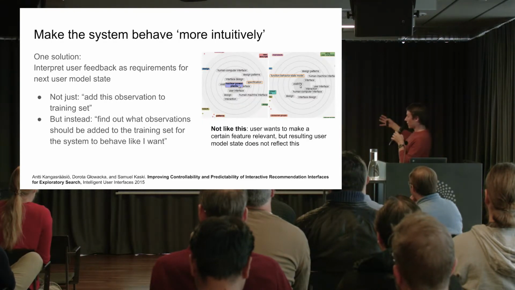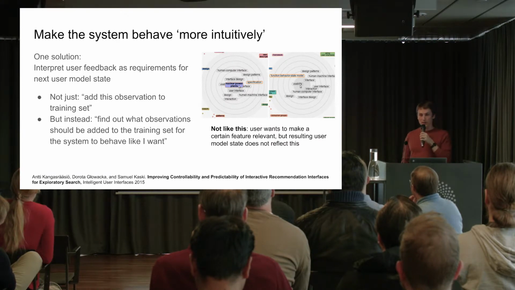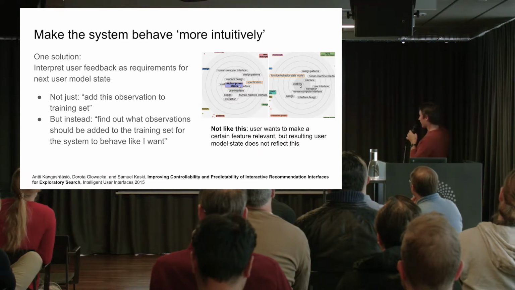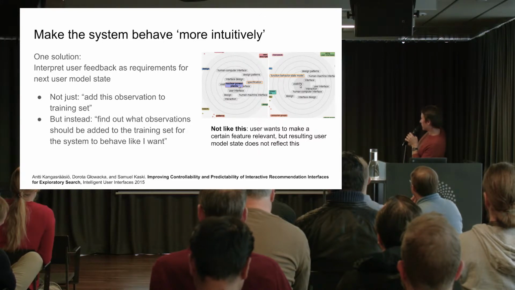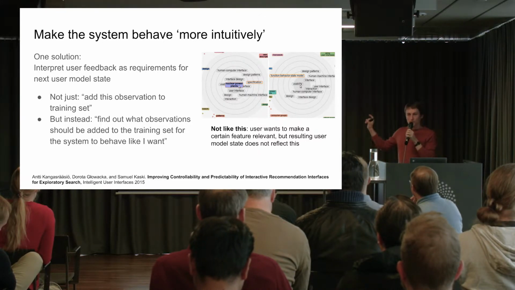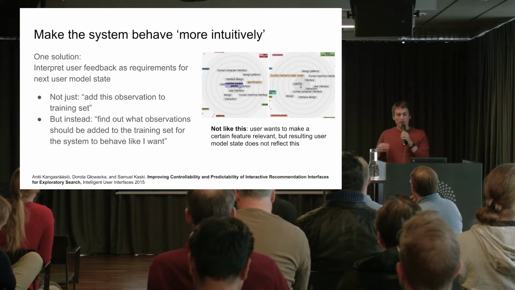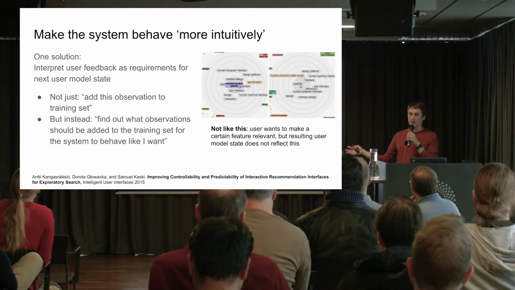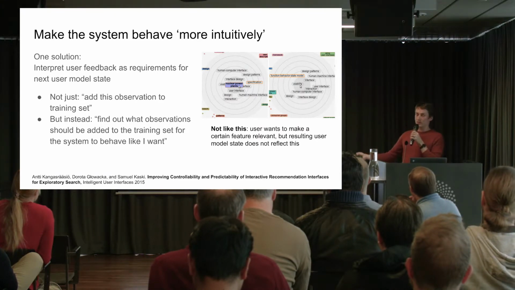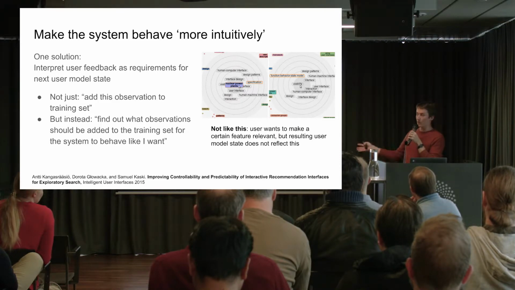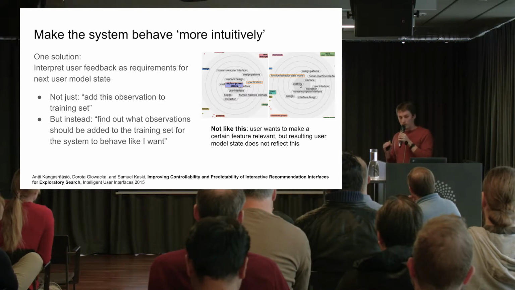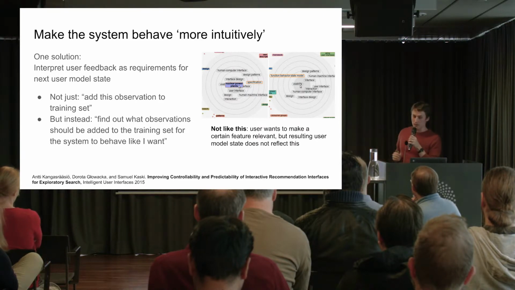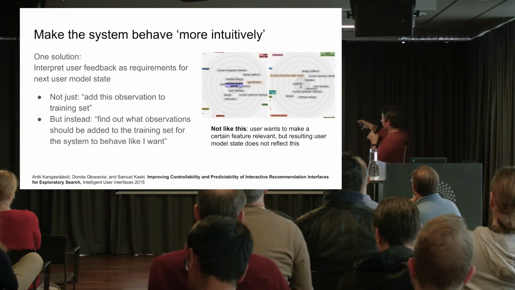And the alternative was, how can we make the system behave in a more intuitive way? And this is maybe a bit more tricky. But one approach to doing this is that, instead of treating the observations from the user simply as pure data, so when the user gives feedback, we just have one more observation, and we relearn our machine learning models on that data, and we just display whatever comes out. But instead, what we could do is treat the user's feedback as requirements for the next state of the model. So, for example, here's one example.